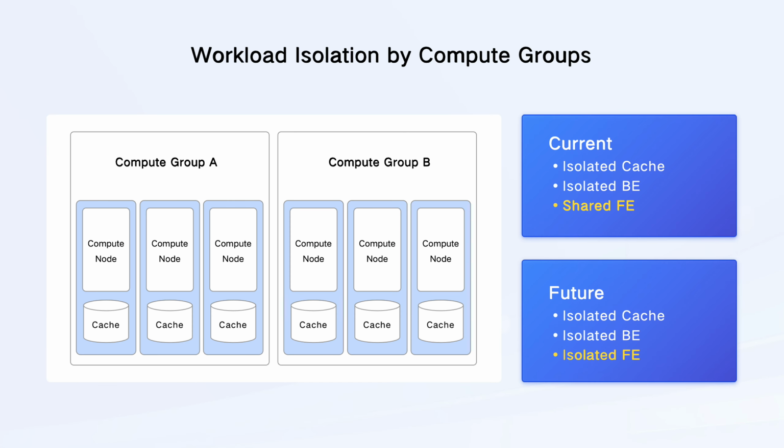The third big advantage is workload isolation by different compute groups, and it is a key reason why many users prefer the compute storage decoupled mode. But it's not perfect yet because, as I mentioned, although BE nodes are already independent, FE nodes are still shared. That means if the FE of one compute group runs into issues, it can impact others. Our long-term goal is to make FE nodes stateless, so compute groups can be fully isolated in terms of SQL parsing, query planning, and execution.